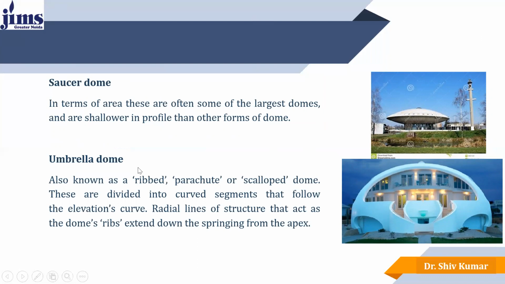The umbrella dome, also known as the ribbed, parachute or scalloped dome. These are divided into curved segments that follow the elevation curve, with radial lines of structure that act as the dome ribs extending down and springing from the apex. So you can see that the whole building is constructed as a dome. Here you can see the shape, just like an umbrella.